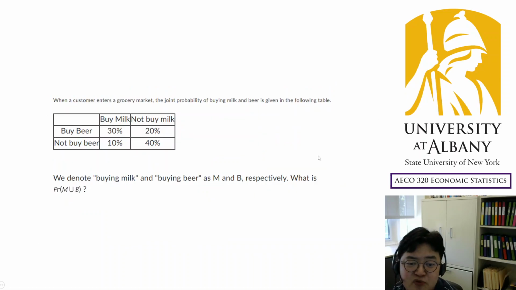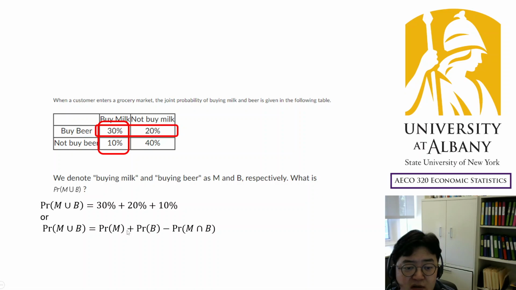Next question. It's too simple. In this 2 by 2 probability table, we consider whether a person buys milk or not, buys beer or not. Okay, the probability is given this way, and we would like to calculate the probability of buying milk or buying beer. So it is connected by union of M and B, M union B. So then also pretty simple.